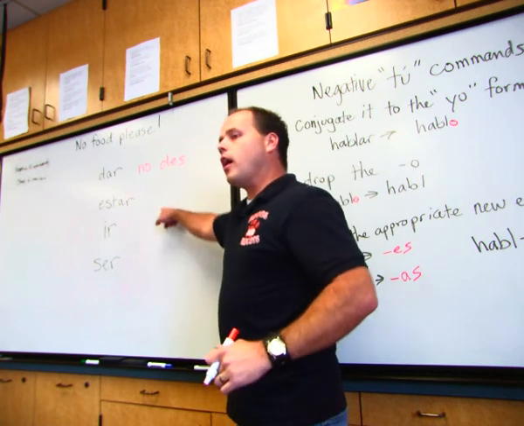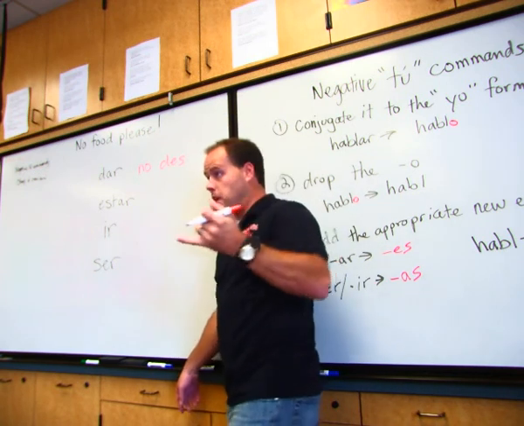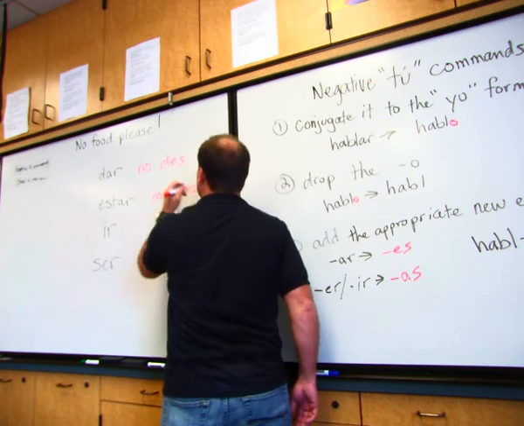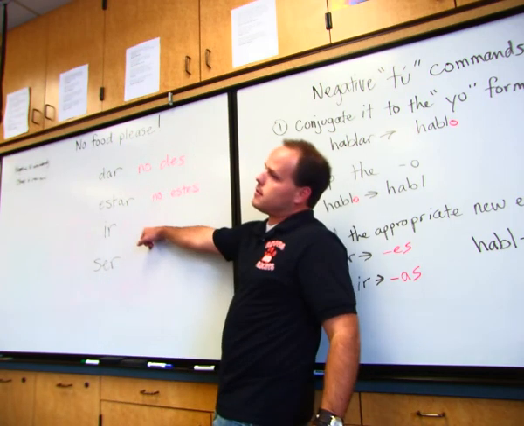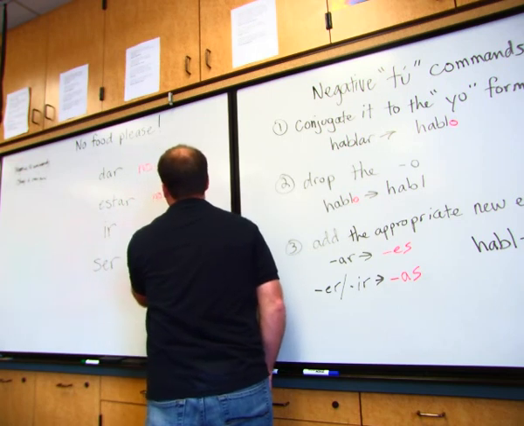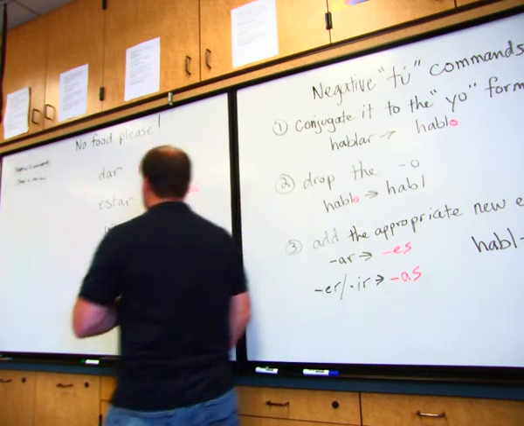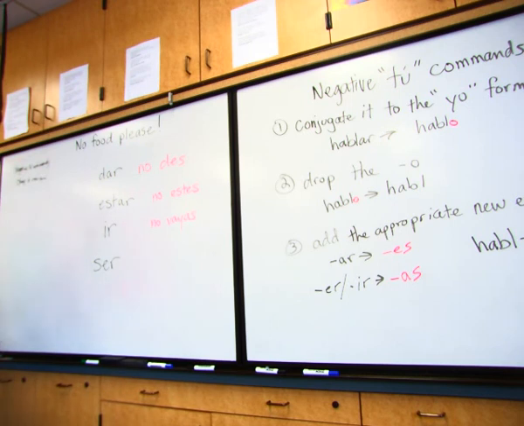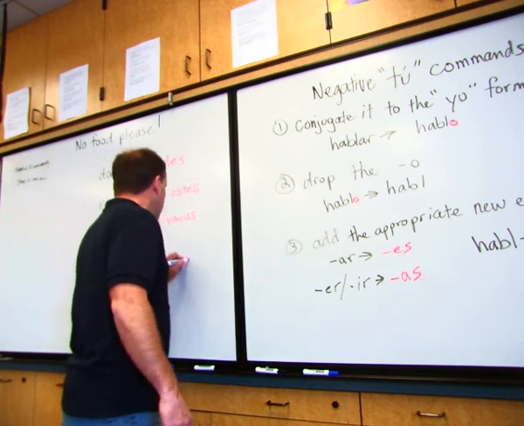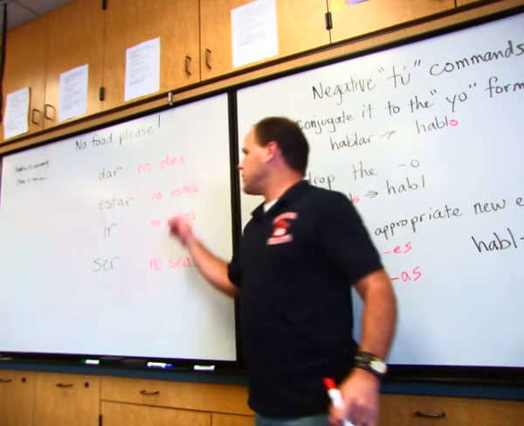Estar, what does estar mean? To be. It's going to be no estés. Ir means to go. It's going to be no vayas. And ser, what is ser? To be. And does anybody know what that one is? No seas. So there's an accent on estés instead.